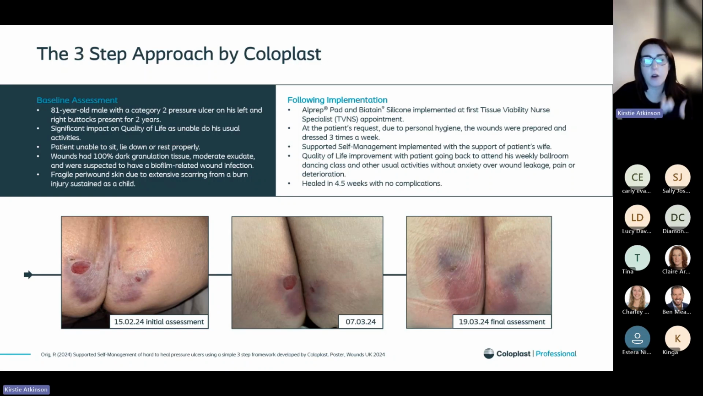Because of the simplicity of the three-step approach pathway and of the products, supported self-management was implemented with the support of the patient's wife. All prep pad is ergonomically designed so that patients can use it themselves. And because biotin can offer that 3D fit technology, you only need to use it as the primary dressing. They were able to follow that simplified pathway. The patient's quality of life improved, and he was able to go back to his weekly ballroom dance classes and his usual activities, and he had no anxiety over the wound leaking. He wasn't in any pain. He wasn't concerned that, if he sat down for a certain length of time, it would cause deterioration. And he went on to heal in 4.5 weeks with no complications.